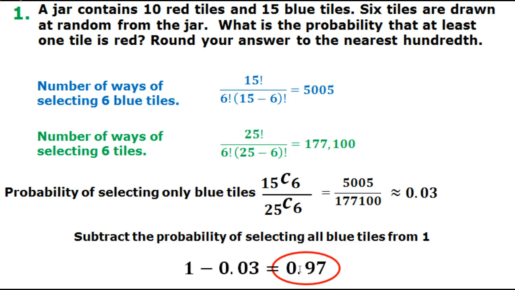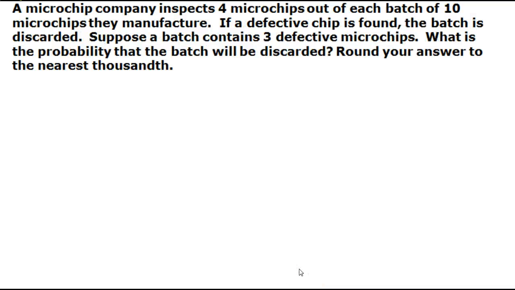Okay, now we're going to move on to something just a little touch more complicated. This one says a microchip company inspects 4 microchips out of a batch of 10. If a defective chip is found, the batch is discarded. So that means if one or more defective chips are found, the whole entire batch is discarded.